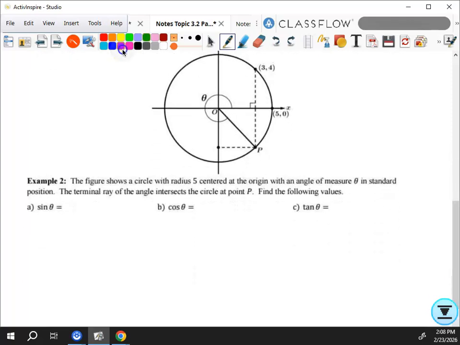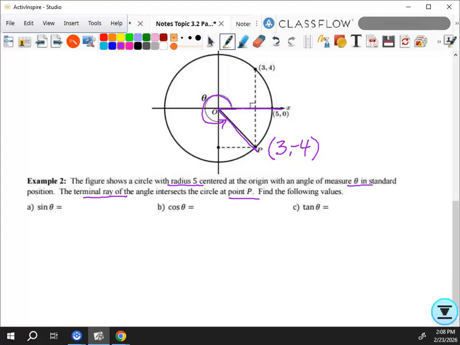This says the figure shows a circle with radius 5 centered at the origin, angle measure of theta in standard position, terminal ray of the angle intersects the circle at point P. So P is right there. That means that this is my angle, and it went around like this, okay? There at point P. So what is the ordered pair for point P? What would the x value have to be? 3, negative 4, yes. Because they gave us 3, 4 up there. And it's showing you that it's just a reflection down there.